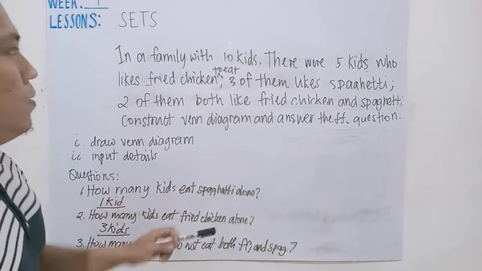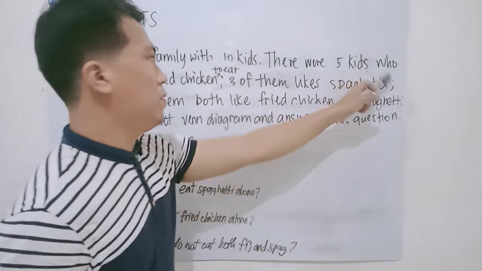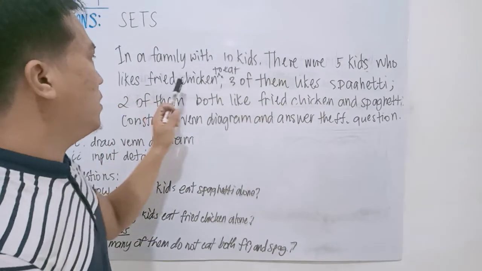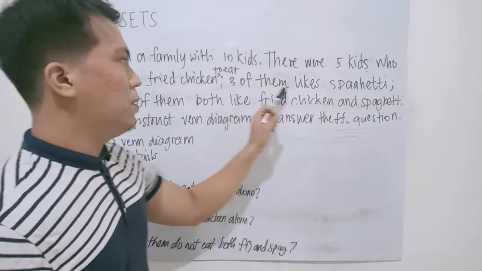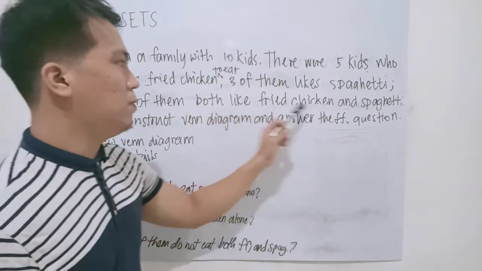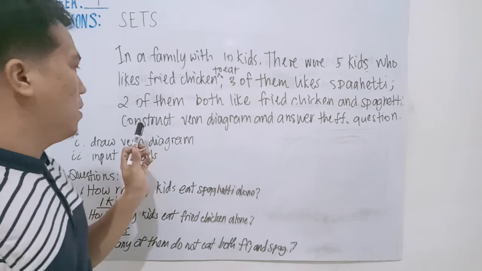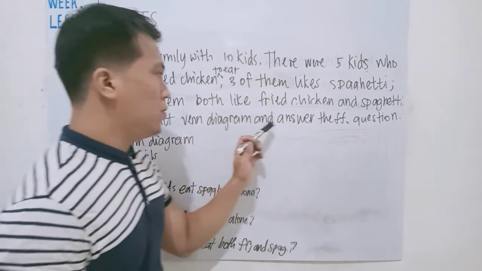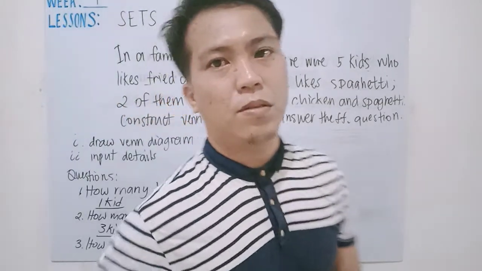In a family with 10 kids, there were 5 kids who liked fried chicken to eat. 3 of them liked spaghetti, and 2 of them both like fried chicken and spaghetti. Construct a Venn diagram and answer the following questions.